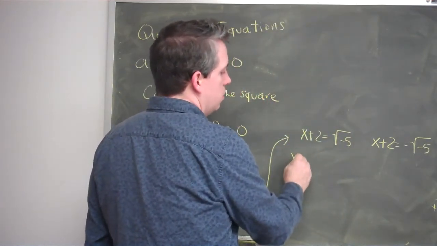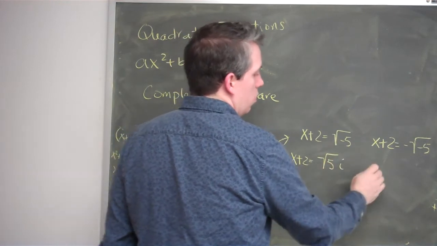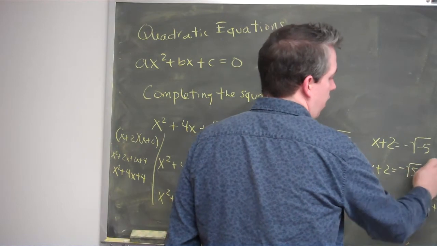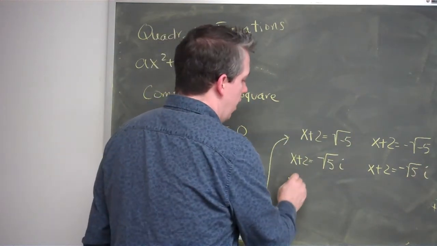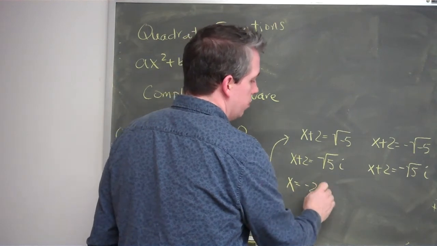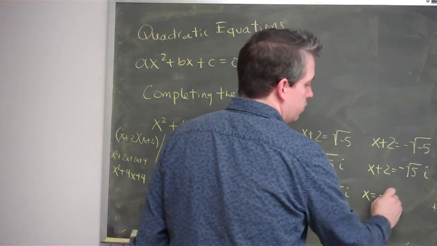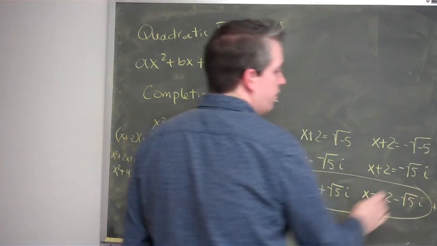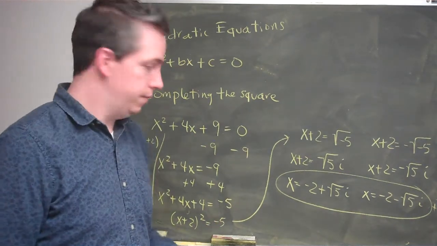So x plus 2 is equal to square root of negative 5, which is root 5i, or x plus 2 is equal to the negative square root of negative 5, because the square root of negative 5 is root 5i. So x is equal to negative 2 plus root 5i, or x is equal to negative 2 minus root 5i when you solve both of these. So even though we couldn't factor it, we could actually solve it out. And that's called completing the square.